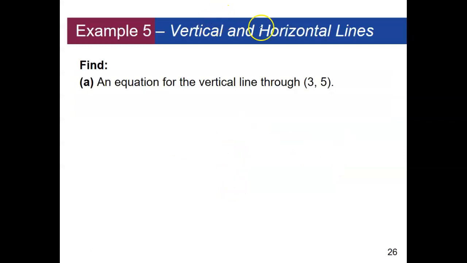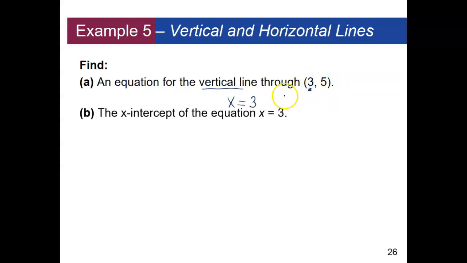Okay, so here's a couple vertical and horizontal line questions. We want to find the equation for a vertical line. That tells me it's going to be x equals, and we want it to pass through this point. So it's going to be x equals the x coordinate. So x = 3. Okay, next we want to find the x-intercept of the equation x = 3. If we think about this, we've got a vertical line here at x = 3. So the x-intercept is going to be this point here. The x-intercept is going to be the point (3, 0).